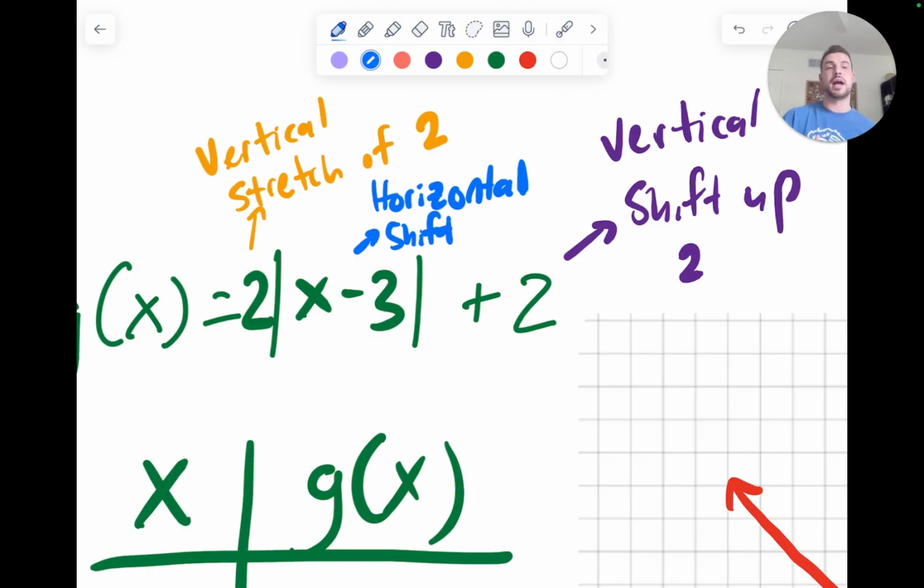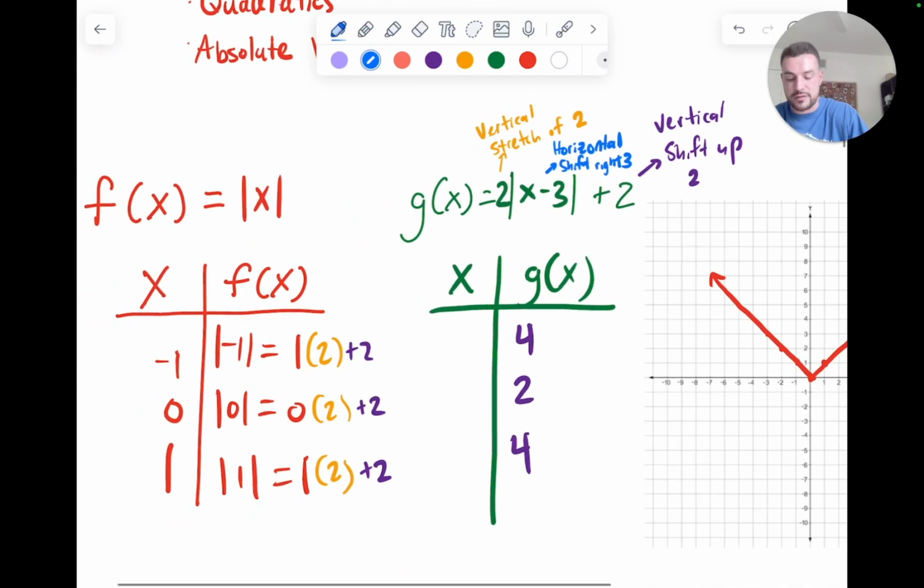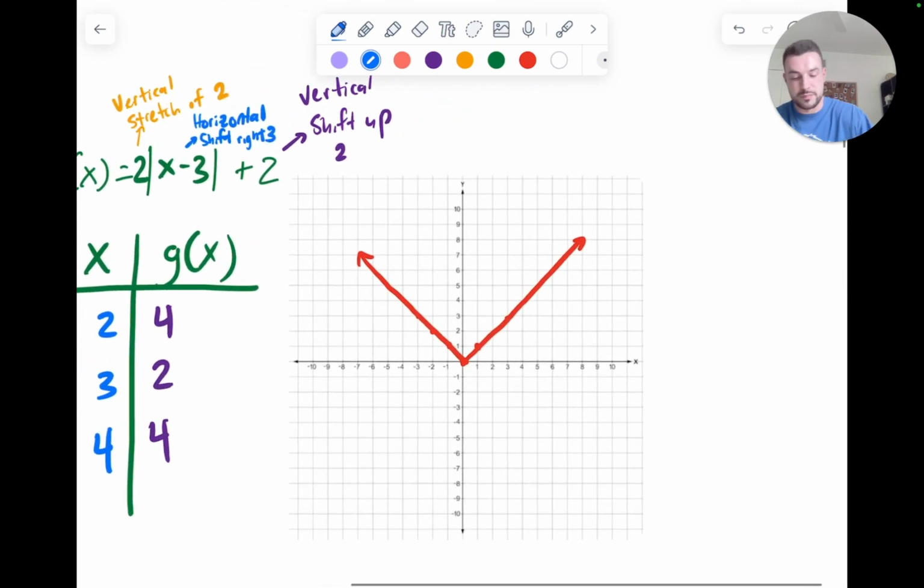And although it says -3, typically we would think left 3. Remember that your horizontal transformations are kind of opposite of what they seem. So instead of -3, it's actually going to be +3, so it is right 3. So what I'm going to do is take my x values and add 3. So I get 2, 3, 4, and now I can plot my new function.